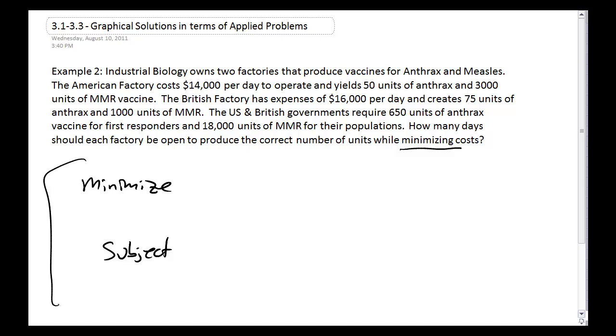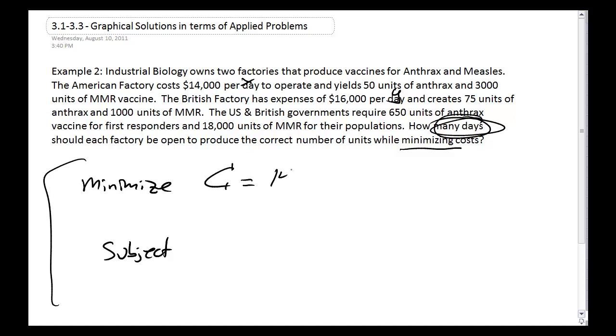So I have to talk about minimizing. It's a cost equation I'm minimizing instead of profit, so I'll call it C. And what am I asking for? How many days should the factories be open? So let's call the American factory number of days X, and let's call the British factory number of days Y. I want days, so that has to be my variable. X and Y are in terms of days open. X for one factory, Y for the other.